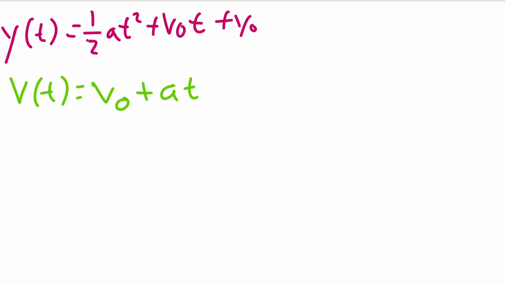Both of them are in terms of time. What if we don't want them in terms of time? What if we say instead our y at some time and our v at some time are our final position, y sub f, and our final velocity, v sub f? Can we write them any differently? So I'm going to rewrite y of t as y sub f, and y sub f minus y naught as delta y, and I'm going to rewrite v of t as v sub f.